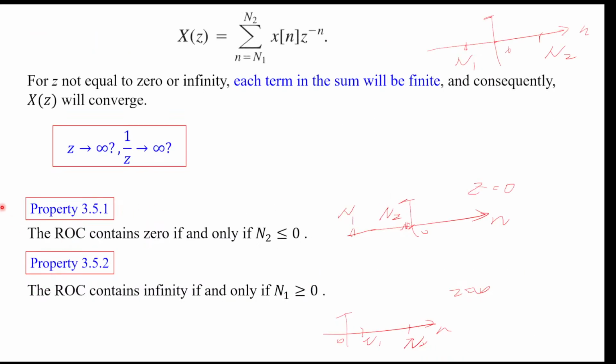And once again, we check those two properties. We see that because now n1 and n2 equal minus 1, property 3.5.1 is satisfied, n2 is less than or equal to 0, but now n1 is not greater than or equal to 0, so we don't include infinity in our ROC.